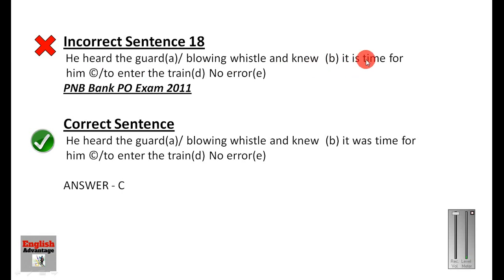Now this is the problematic part. This is the wrong part. So it should be changed to "it was." So the correct sentence would be: he heard the guard blowing whistle and knew it was time for him to enter the train. So the answer would be C. Okay. Now let us see the next question.